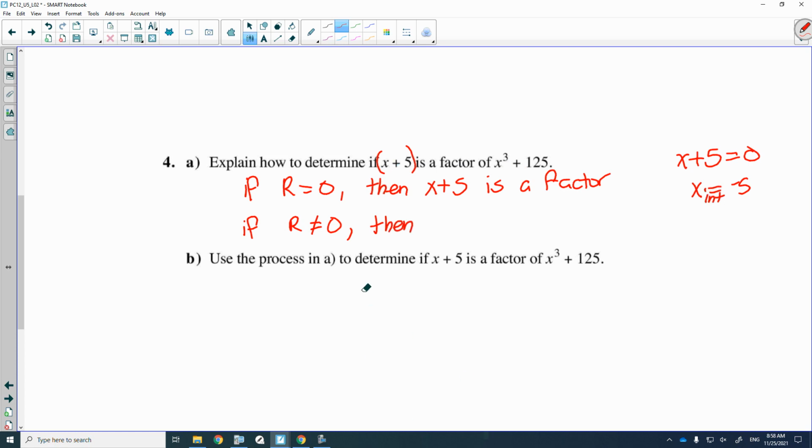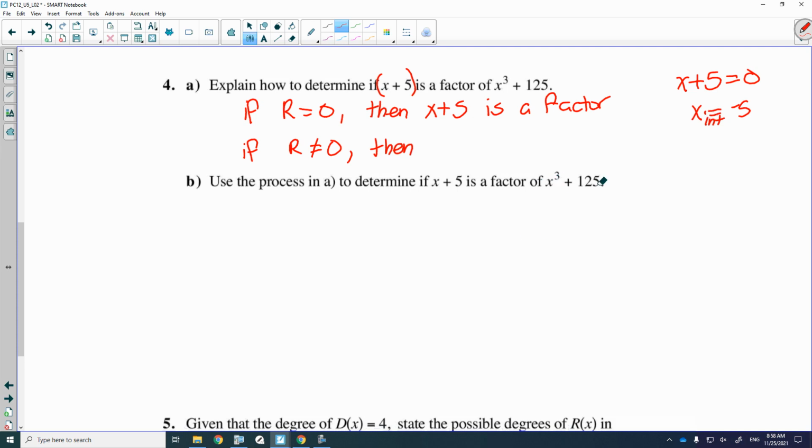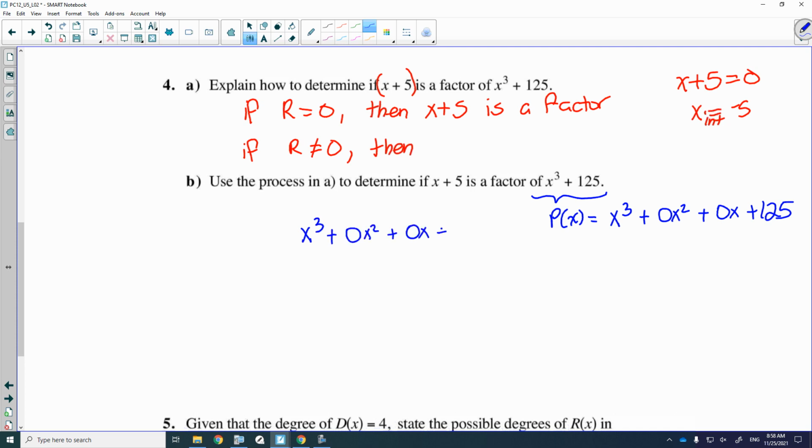Okay, so set up your long division for this. This is your polynomial function, so that's your p of x. You need to set up zeros as placeholders. There's 2 of them. So write it in descending order of x and put your zeros as placeholders in. x cubed plus 0x squared plus 0x plus 125. And then try 9 and 10.